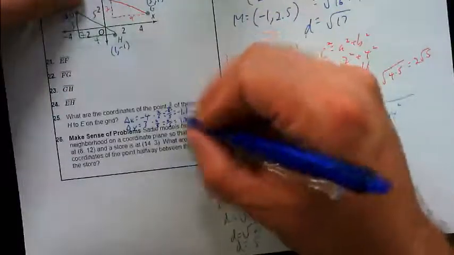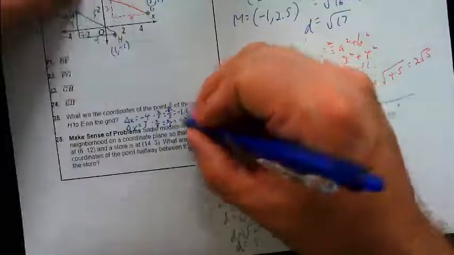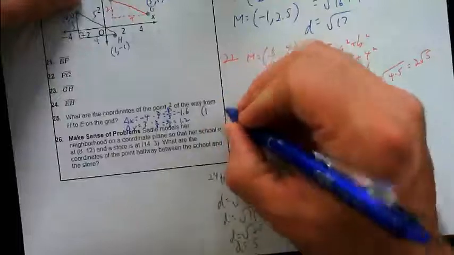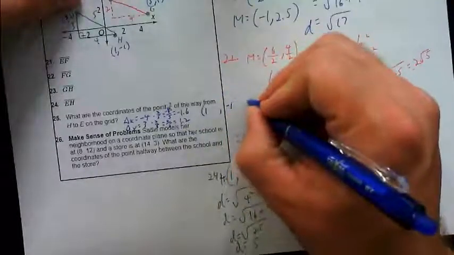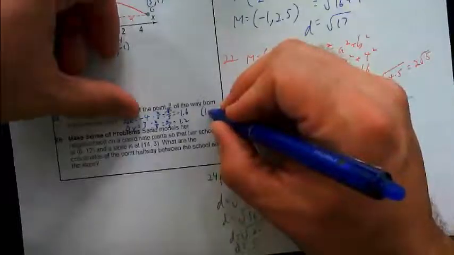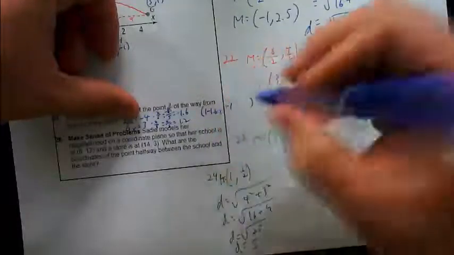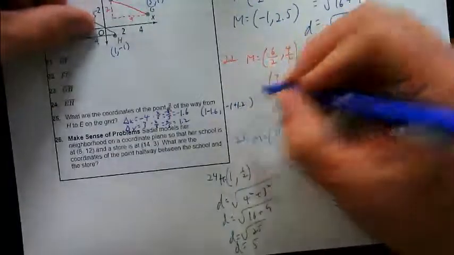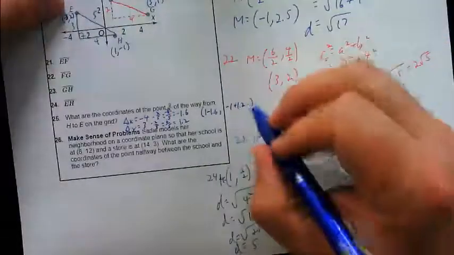Now, that's how far we're moving from H. So we need to add these values back to our original H value. So H was at 1, negative 1. For the x value, we're going to subtract because we're going backwards, minus 1.6. And for the y value, we're going to add 1.2 because we're going that way.